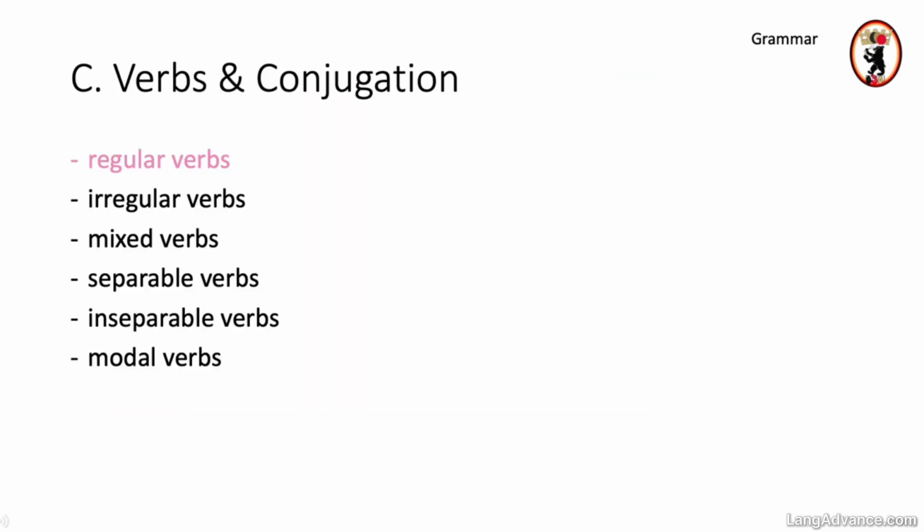German has 6 different types of verbs. I like to call them verb families. We have regular verbs, irregular verbs, mixed verbs, separable verbs, inseparable verbs, modal verbs. Since this is only a crash course, we will only talk about regular verbs and pretend the other verbs don't exist. However, when you are in Germany and see a verb that does not follow the pattern, I'll explain in a second, it probably belongs to one of the other verb families.